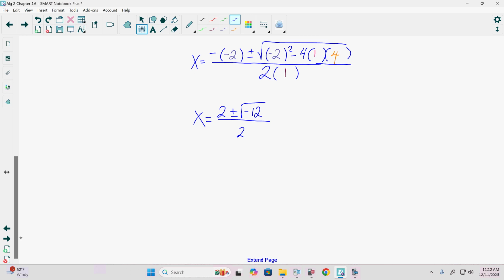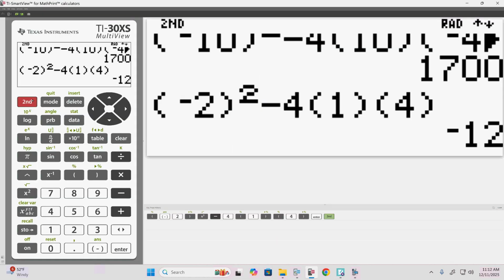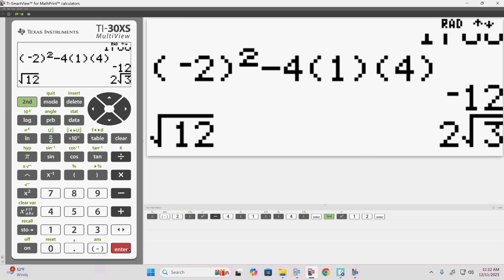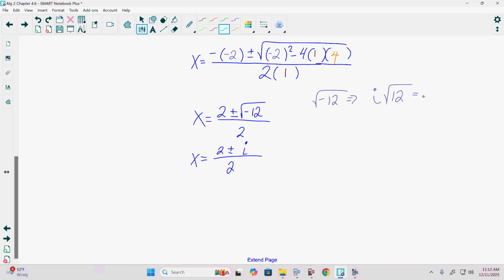Now, unfortunately, the TI-30X will not let us take the square root of -12. But we do know that that negative is going to come out as i. So really, we're taking the square root of -12, pulling the negative out as i. So we're really looking at i times the square root of 12. And once we simplify that, the square root of 12 is 2 square roots of 3, or for us, it's 2i square roots of 3.